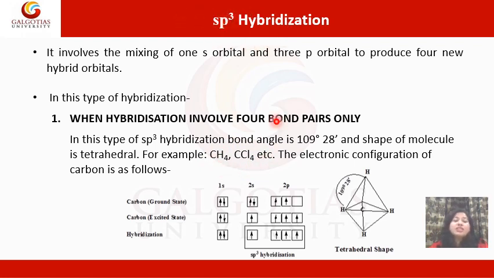Now, let us see the example of methane. The electronic configuration of carbon is 1s2, 2s2 and 2p2. The excited state of carbon is 1s2, 2s1, 2p3. Because the 2s orbital is completely filled, one of the electrons is excited towards the 2p. Due to this, 4 new hybrid orbitals are formed, which is called sp3 hybridization.